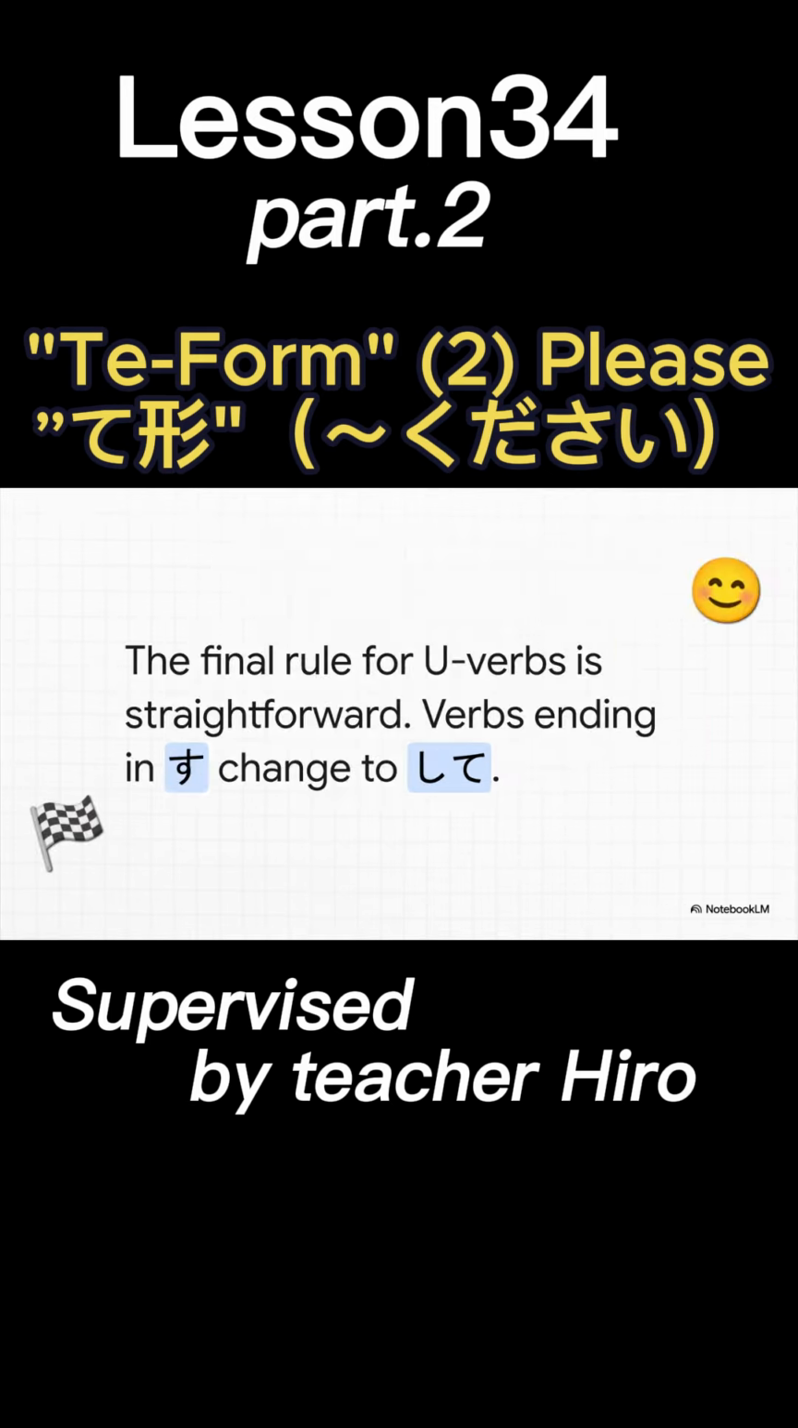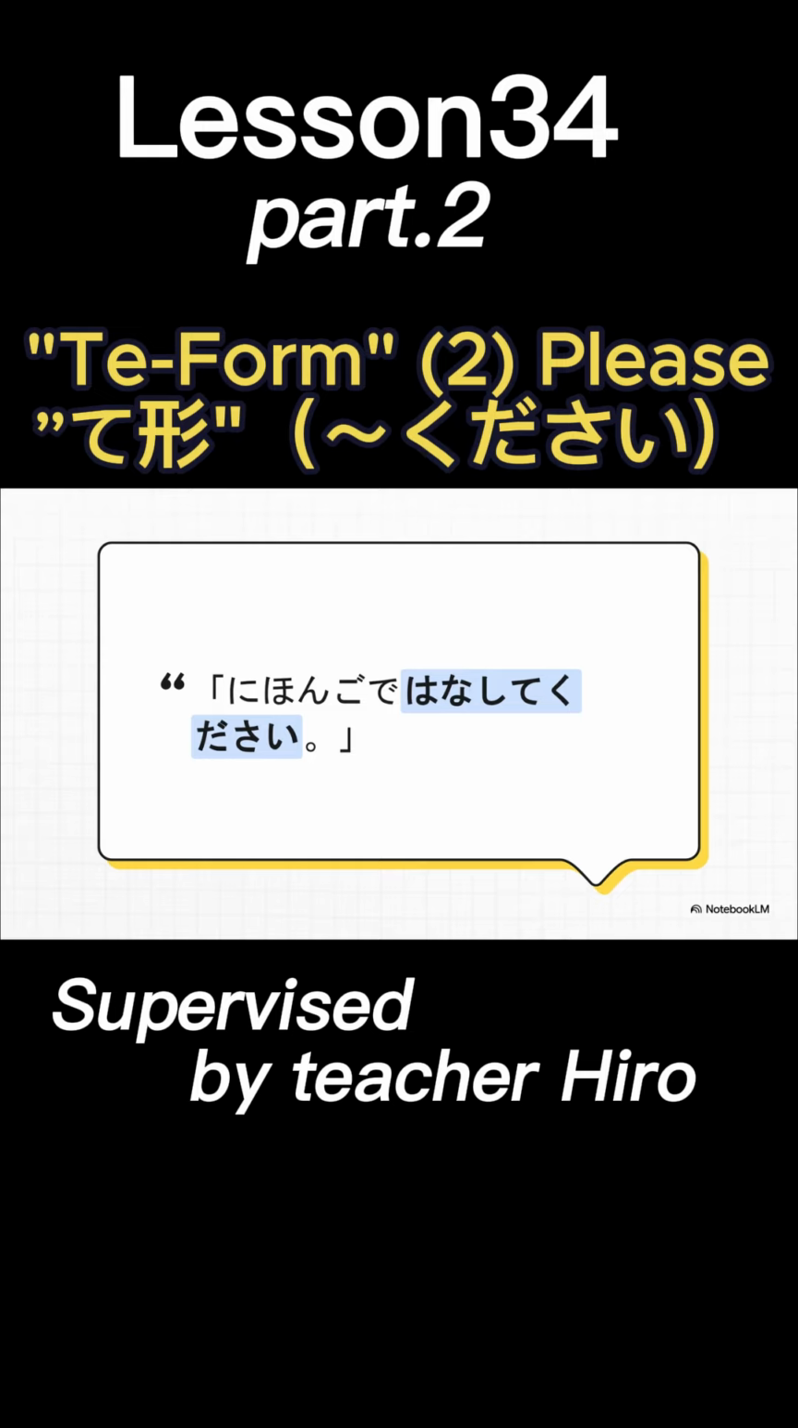And here we are, the last rule for our U-verbs. This one's nice and simple. Any verb that ends in su changes to shite. And here's a super useful example for anyone learning the language. The verb to speak is hanasu. Following our new rule, it becomes hanashite. So, nihongo de hanashite kudasai means please speak in Japanese, a phrase you'll definitely want to know.